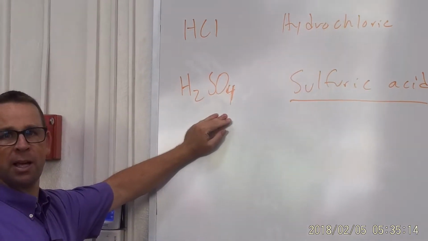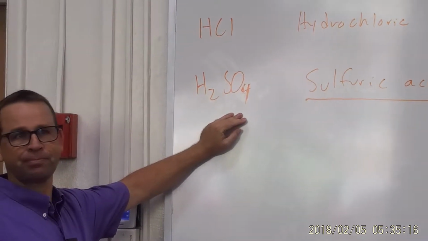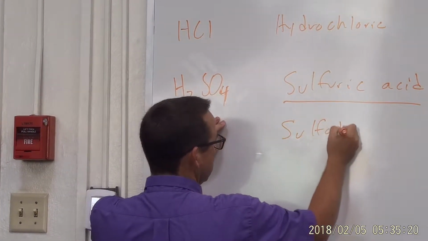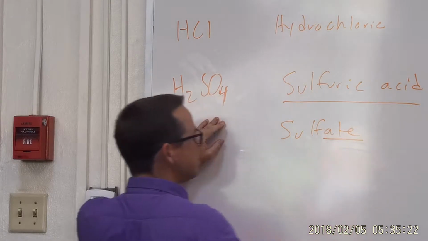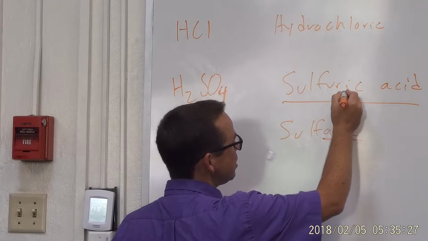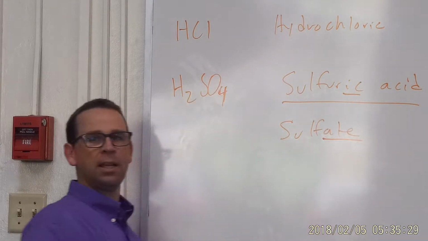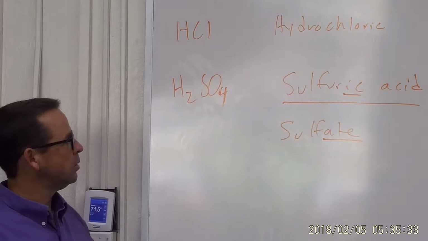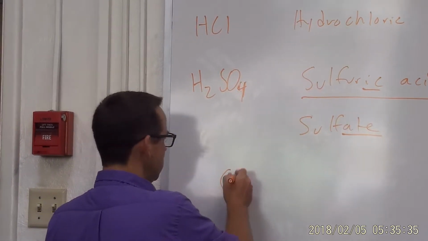So what's the polyatomic ion in sulfuric acid? Sulfate. All right? And what we're looking at here is the suffix for sulfate. If it ends in -ate, then we change it to sulfuric. It ends in -ic. The acid's name ends in -ic.